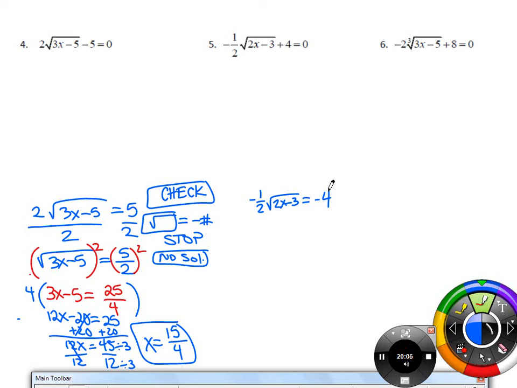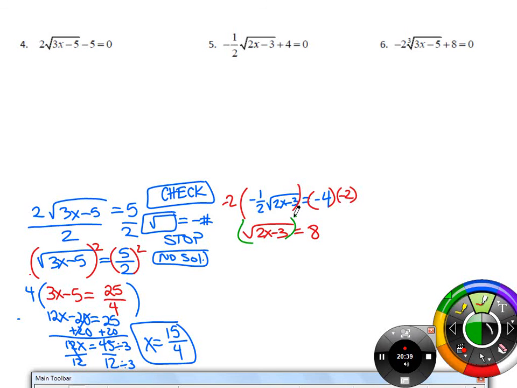Okay? What should I do next? Yeah, either divide by negative 1/2 or multiply by negative 2, like we did in the very first problem, because negative 2 times negative 1/2 will just make 1, and you'll just have your radical left on this side. And on the other side, you'll get 8. Is this problem okay to continue solving? Yes. Okay? Because it's not equal to a negative.